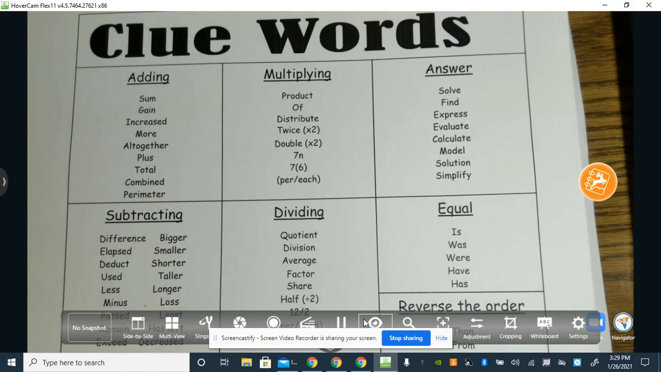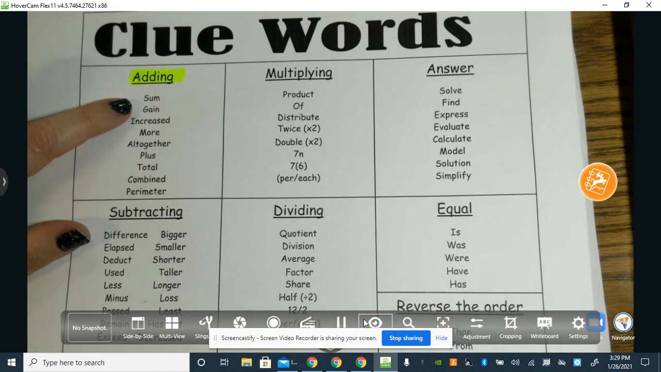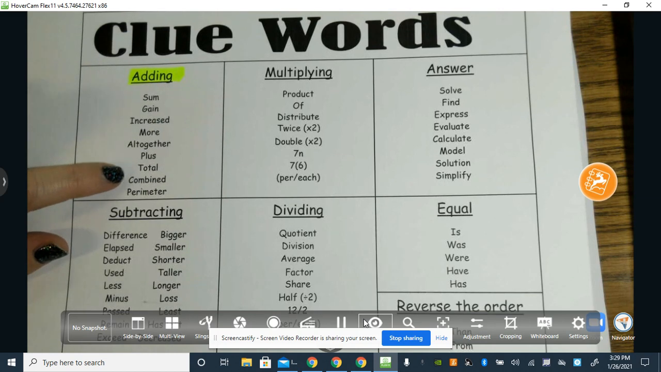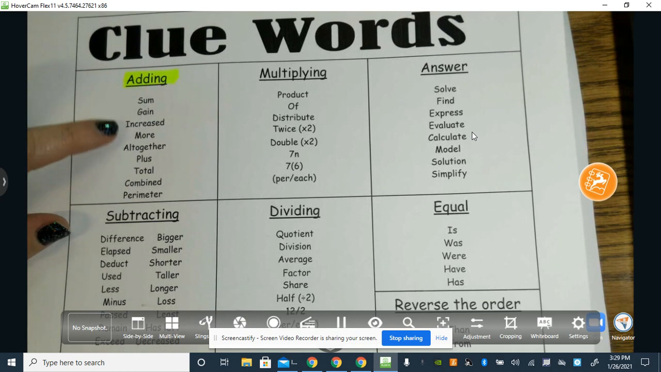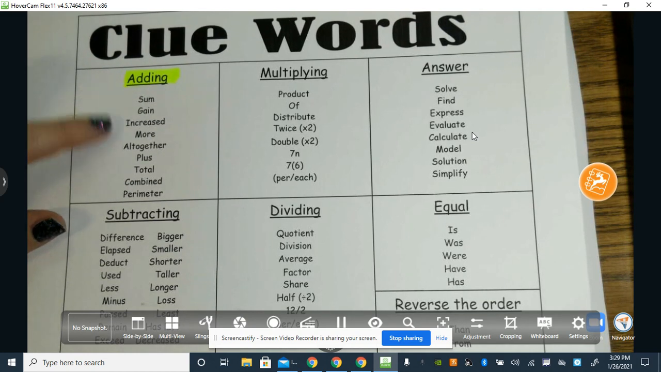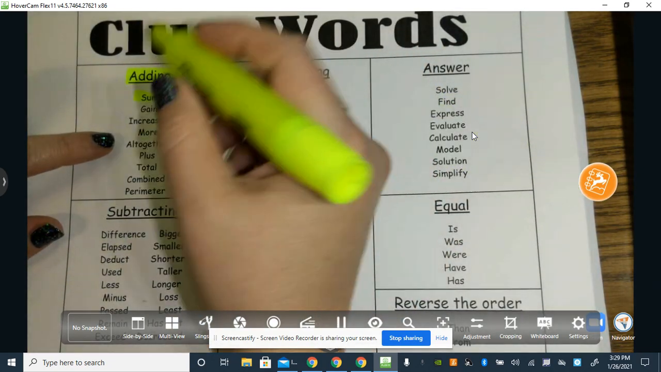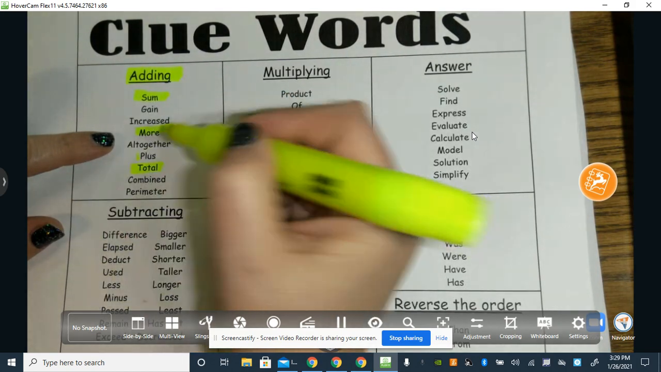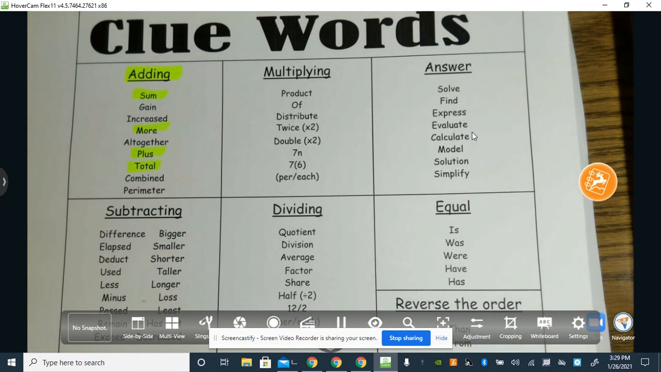So we have the keyword adding. You're looking at sum, gain, increase, more, altogether, plus, total, combined, and perimeter. And when we were talking in class, we said the top three or four that we normally will see with adding are sum, more, total, or plus. Those were kind of our top four picks of the words under adding.